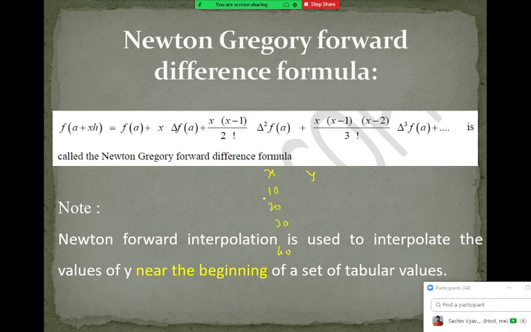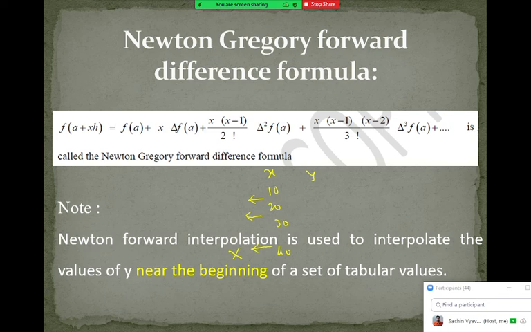whenever we have to predict the value of f(x) near the beginning of the data, say between 10 to 20 or 20 to 30 only. But if you have to predict between 30 to 40, this Newton's forward interpolation formula fails there. It will not give a good approximation. It gives a very bad approximation, which is definitely far away from the actual value.